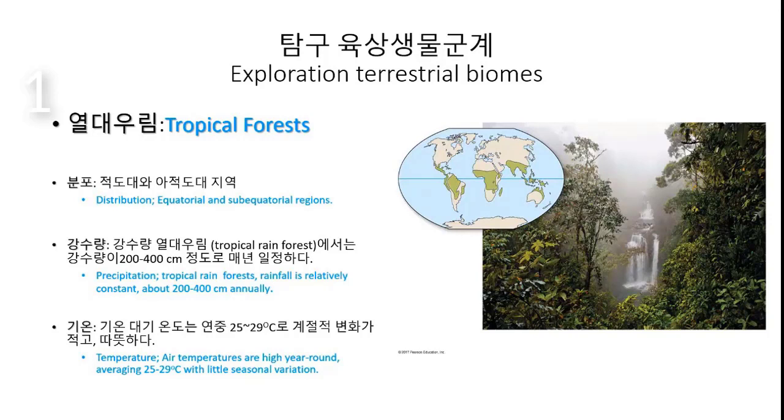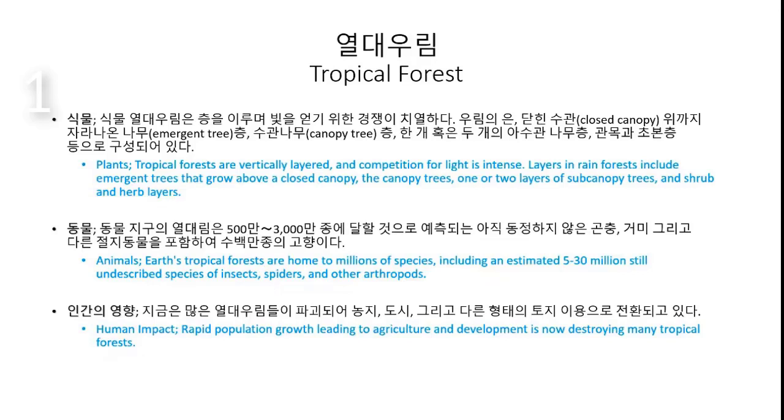The air temperatures in these forests exhibit a high year-round, averaging 25 to 29 degrees Celsius, with little seasonal variation. Now, the plants found in tropical forests are vertically layered, and competition for light is intense. Layers in rainforests include emergent trees that grow above a closed canopy, the canopy trees, 1 or 2 layers of subcanopy trees, and shrub and herb layers.